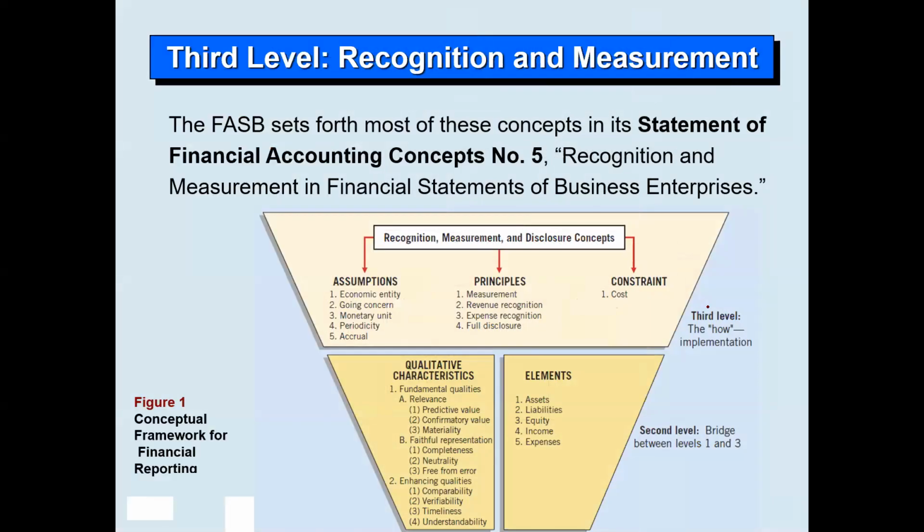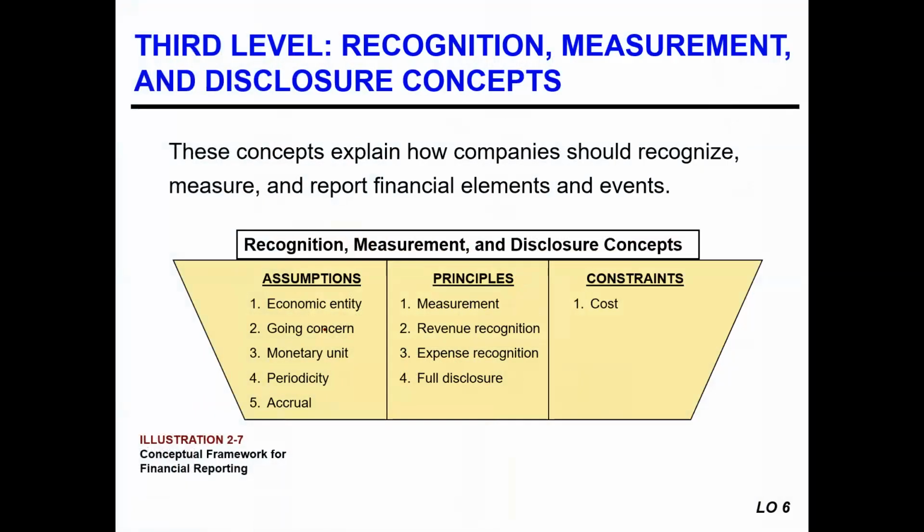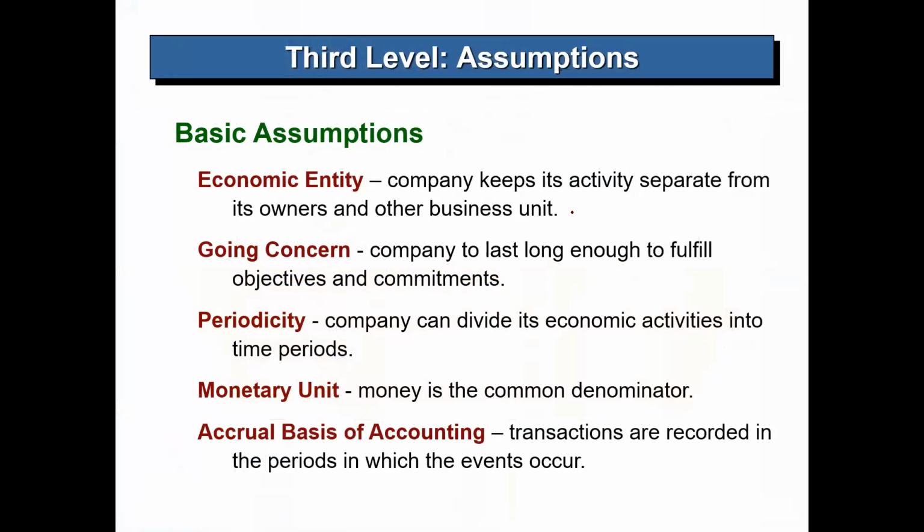And we reached now the third level, including assumptions, principles, and constraints. Okay, let's go for the assumption. What do you mean by assumption? Level number 3 concepts explain how companies should recognize, measure, and report the financial elements and events in the record or in the financial statement. Right.